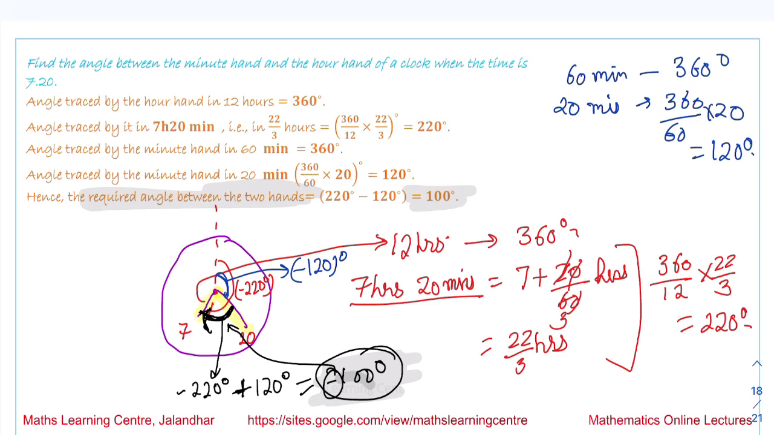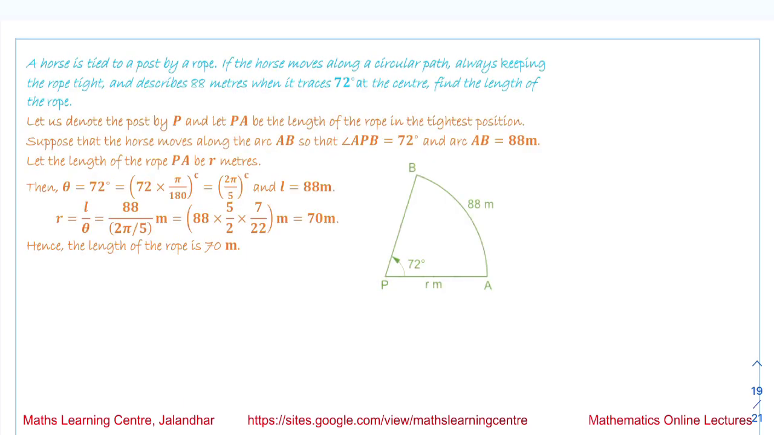Next: a horse is tied to a post by a rope. A post P is given, and the horse is tied with a rope. This is the rope we are talking about. If the horse moves along a circular path, always keeping the rope tight, and describes 88 meters, the angle that it traces at the center for this 88 meters is 72 degrees. We have to find the length of the rope.